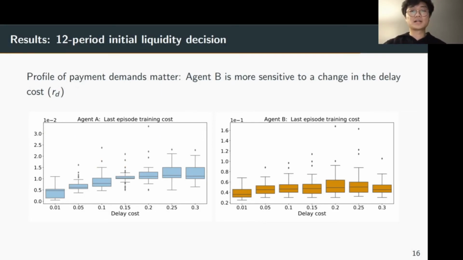When studying different cost configurations of the system, we also found that the profile of payment demands matter. Agent B is more sensitive to a change in the delay cost since it serves higher payment demands, making it more likely to be a liquidity provider than a liquidity receiver.